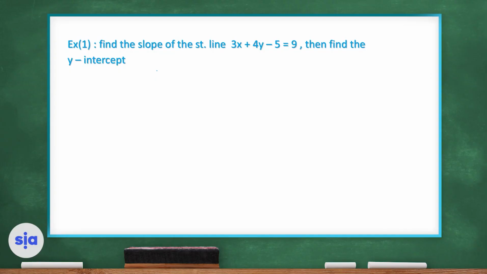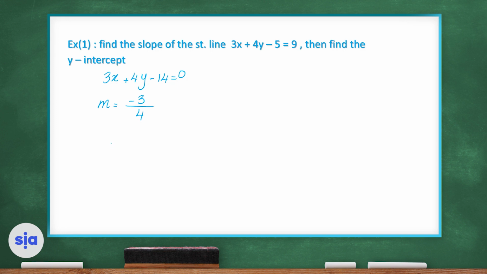Let's now move and see example 1. Find the slope of the straight line 3x plus 4y minus 5 equals 9, then find its y-intercept. Let's write it in the format ax plus by plus c equals 0, so 3x plus 4y minus 14 is equal to 0. Then the slope, which is m, equals negative the coefficient of x over the coefficient of y.